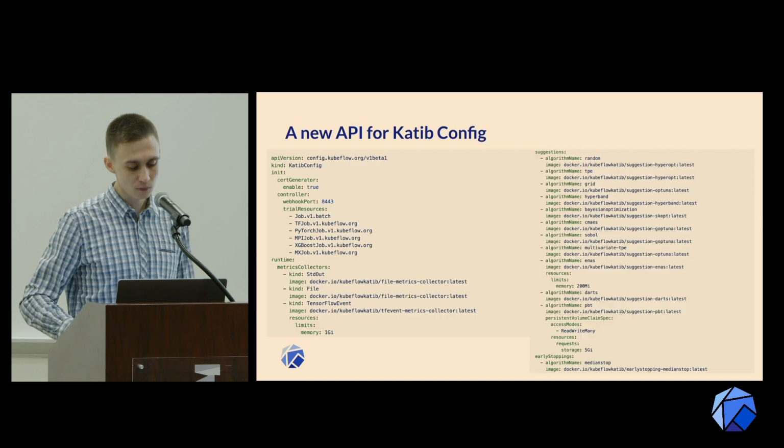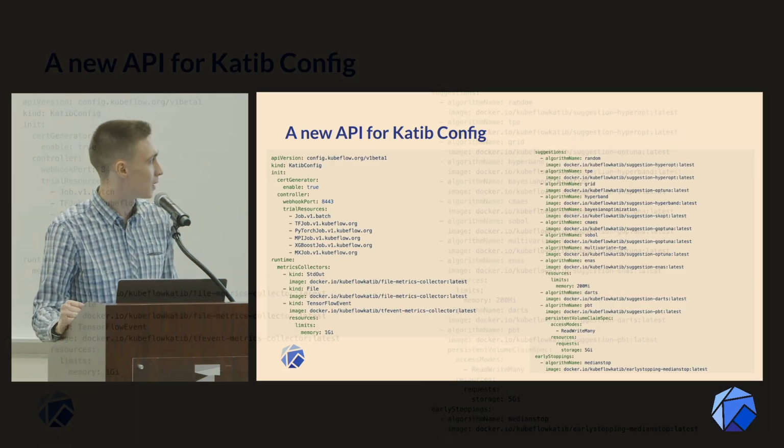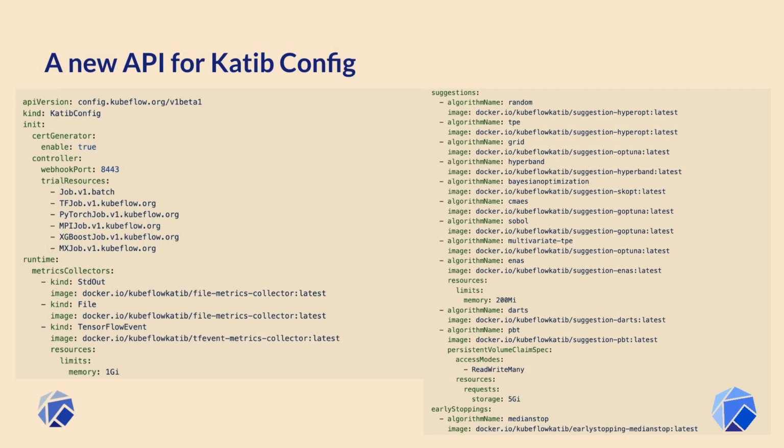So this is an example of how the new KDIP config API looks. It might be hard to consume all of the parameters, but the main thing to understand is that you have one entity called KDIP config, and in this config you can specify literally anything for your settings. For example, you can specify the webhook port, what kind of resources you can consume in KDIP, and what kind of parameters you have for your certificate generator.